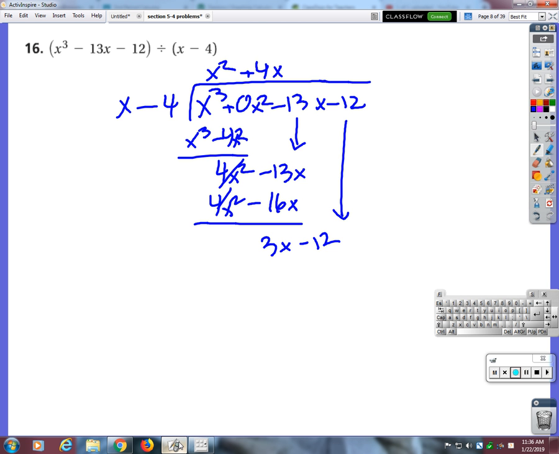Callista, what is 3x divided by x? 3. Yep, the x's cancel, so that gives me 3. So I'm going to write that up here. And then I'm going to take these two things and multiply them by 3. So 3 times x is 3x. And then 3 times negative 4 is negative 12. And then since those things are the same, they'll all cancel out. I'll get 0. So I have no remainder. So that's the answer, yeah.